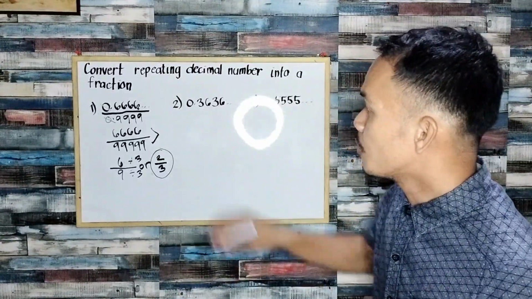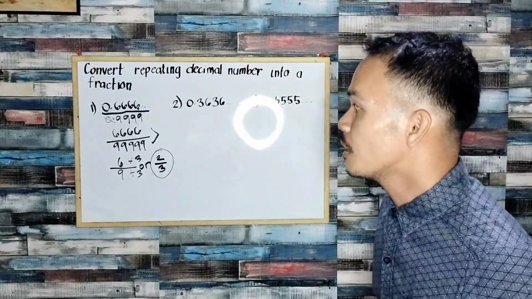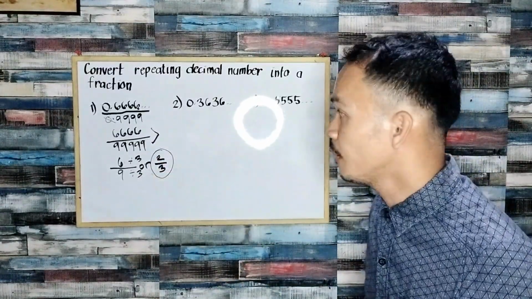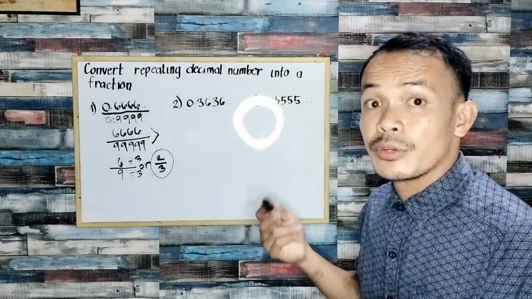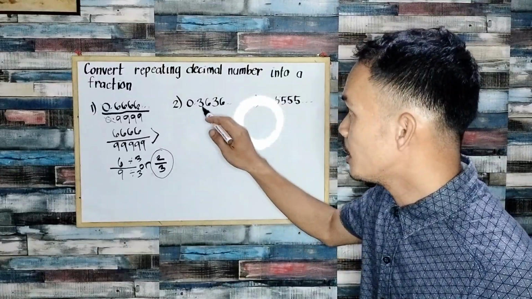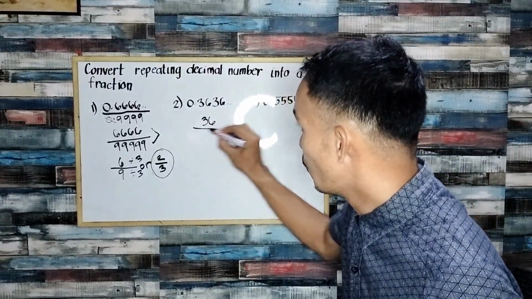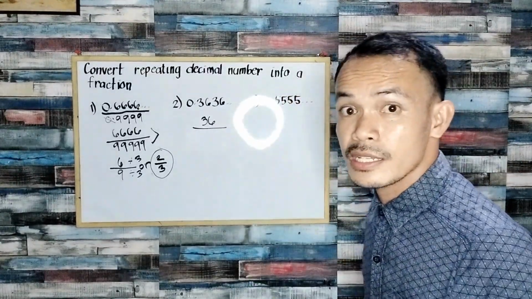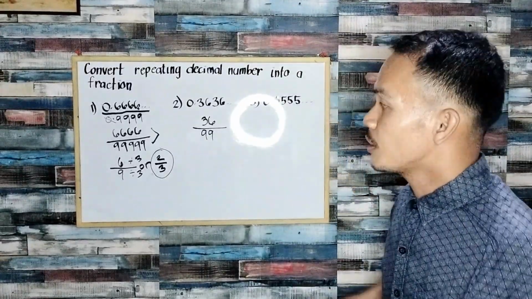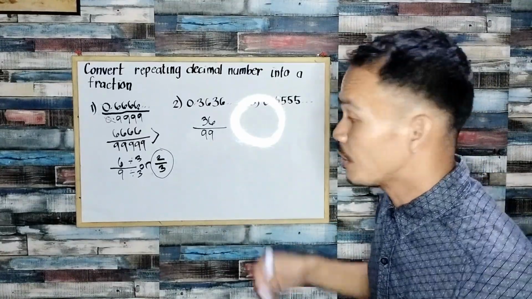Alright, so let's have number 2, that is 0.3636 and repeating. Alright, so we will not use this one. We will proceed to this last part here. Okay, let's identify the repeating digit or digits. Okay, as you can see here, the repeating digits are 3 and 6. So we're gonna have 36 over, since we have 2 digits in our numerator, so we're gonna have 2 9s here. Right, so that is equivalent to 36 over 99, but we can still simplify it, right?